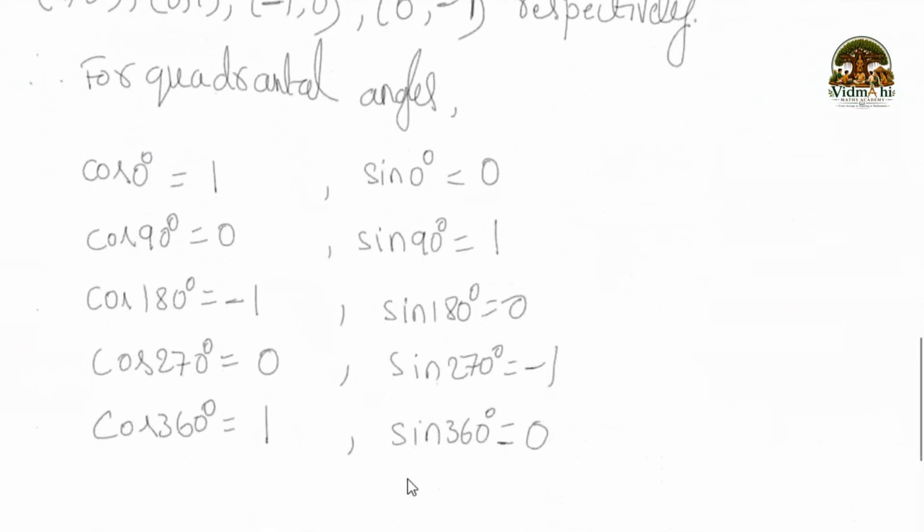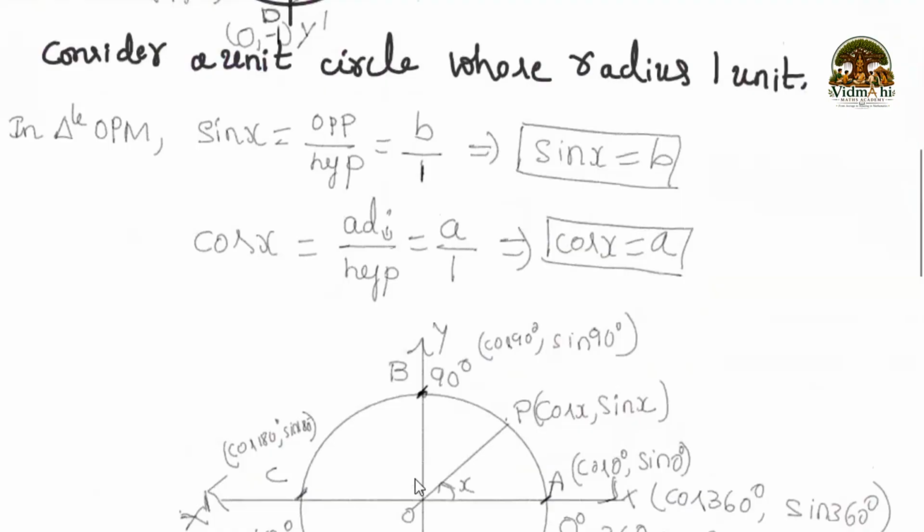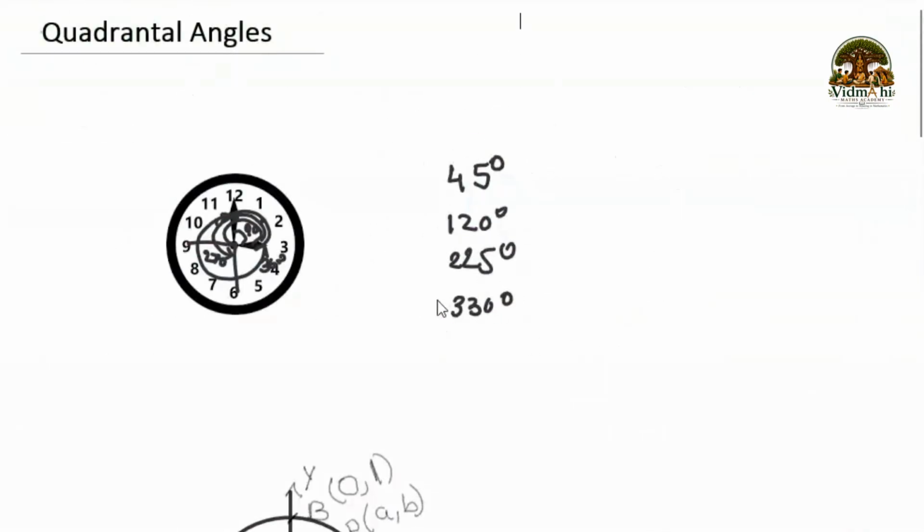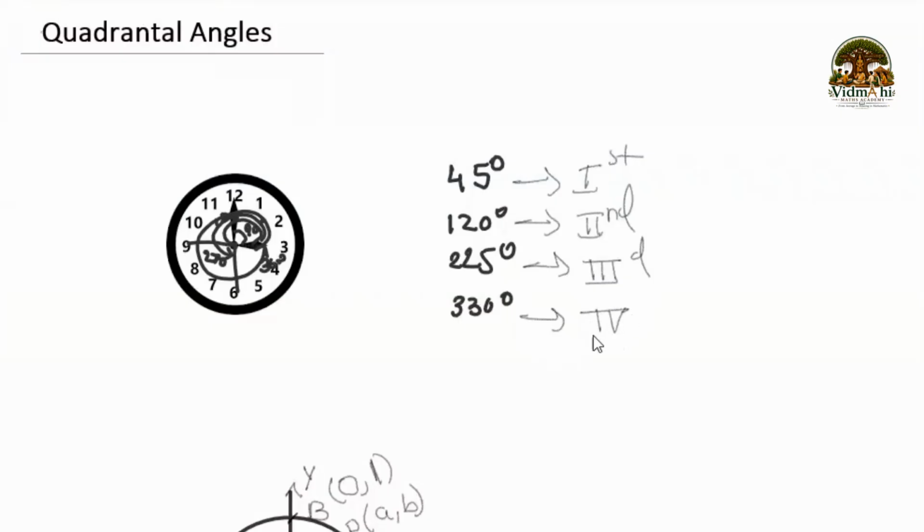Now we can easily answer the question. Can you tell me where each of these angles lies? 45 degree lies in first quadrant. 120 degree lies in second quadrant. 225 degree lies in third quadrant. And 330 degree lies in fourth quadrant.